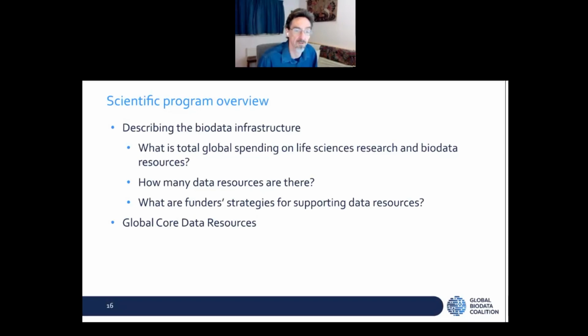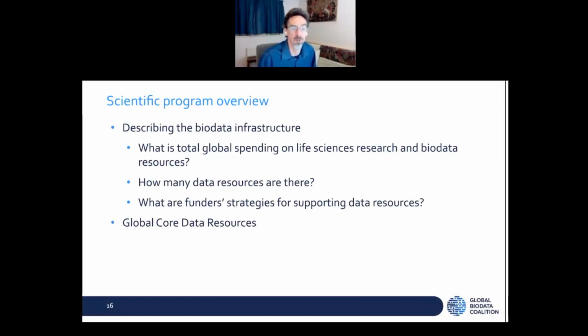A more concrete question: how many data resources are there? That's actually not too hard to do, we think. If we limit it to data resources which have written a publication that says here we are, or otherwise done something very obvious to make themselves noticeable.